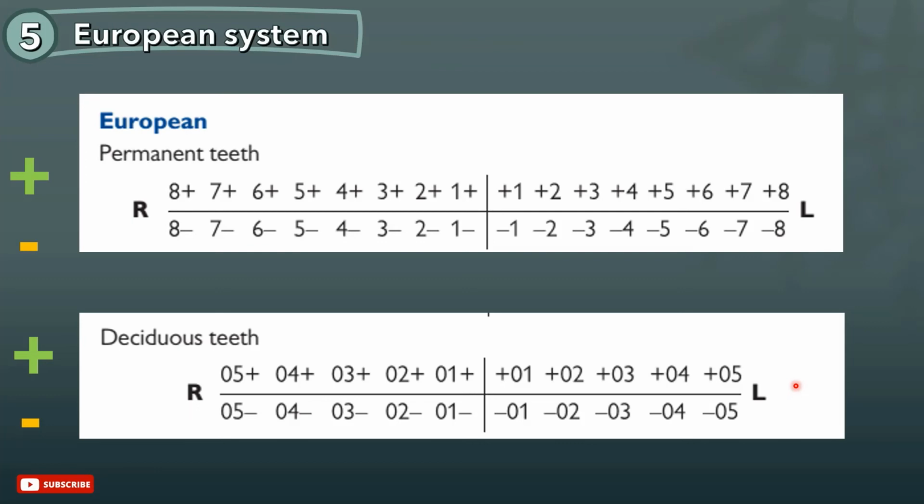Now you might be thinking, now we know that the numbers are for the teeth, the plus or minus is for the arch, and its position is for the side. How can we differentiate between the permanent and deciduous teeth? A 0 is placed on the left of all the numbers to indicate that it's a deciduous tooth.